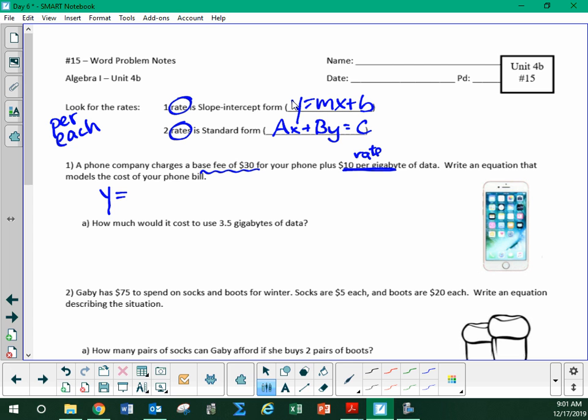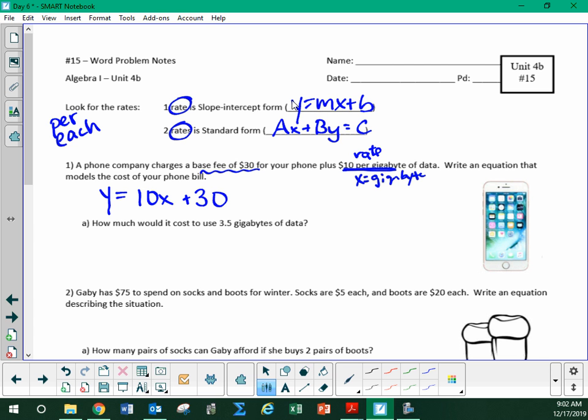Alright, so we're doing our slope-intercept form. Now our rate is $10 per gigabyte. So I'm going to let x equal gigabytes. If you want to call it g, you can. So y equals 10x plus 30. Flat amount of 30, here's my rate, times x. Okay, so there's our equation.